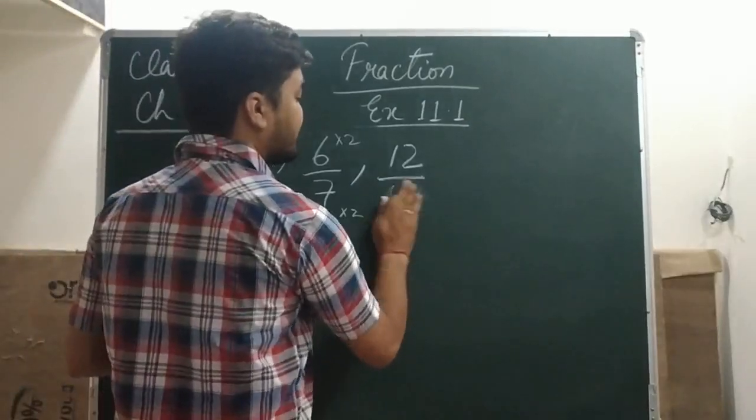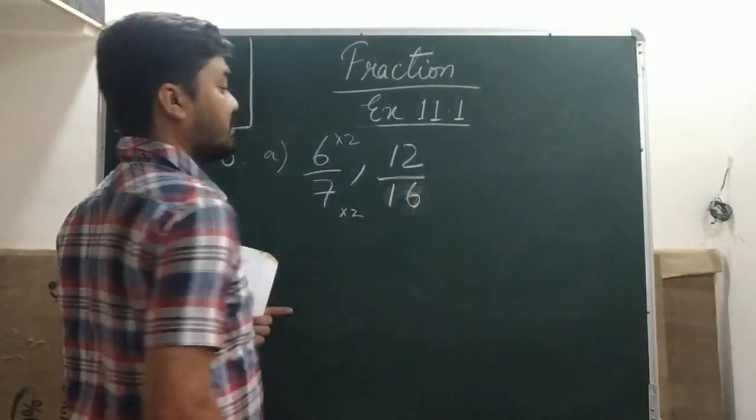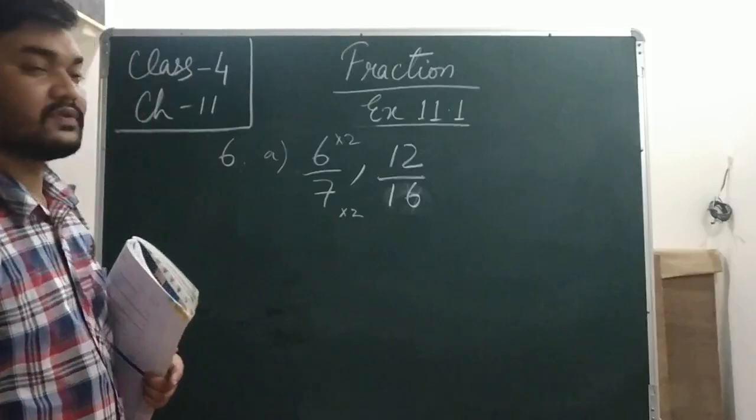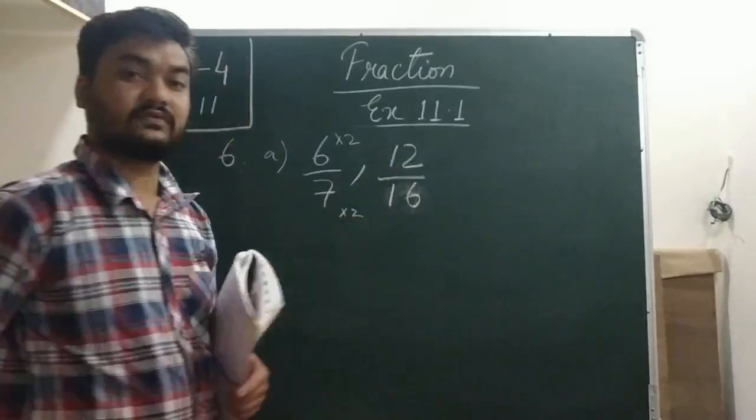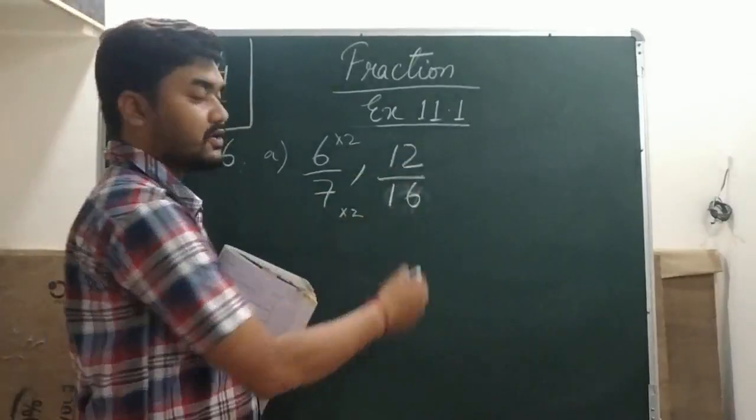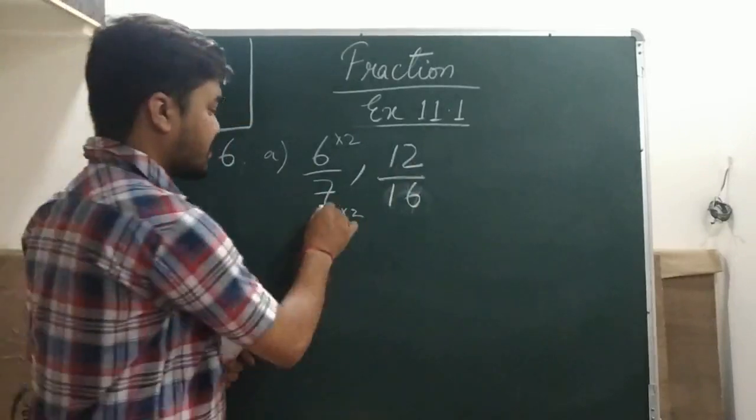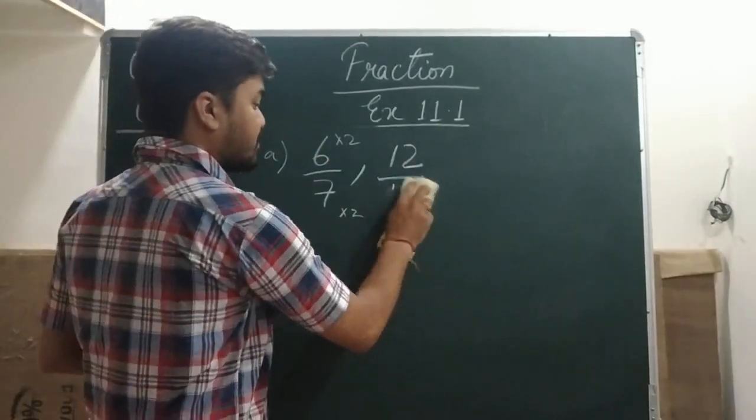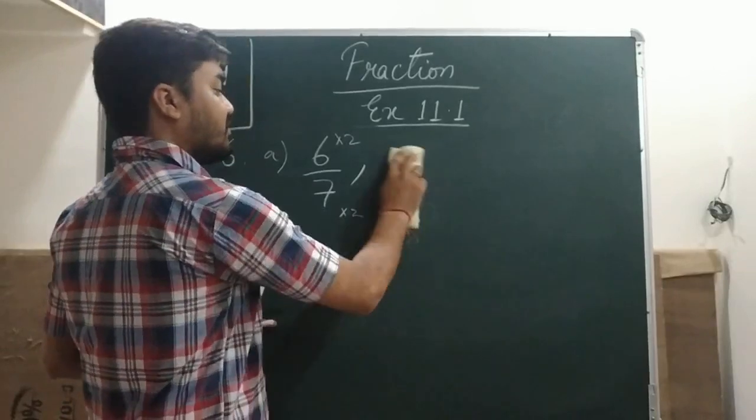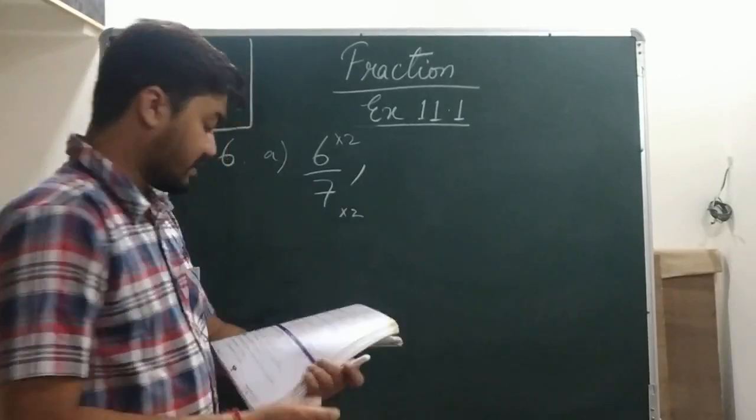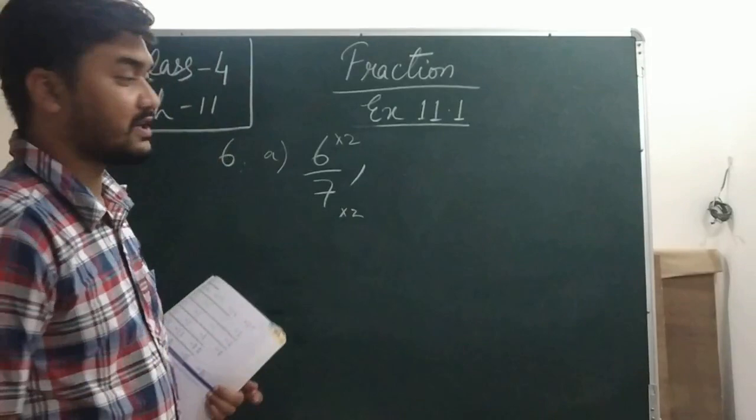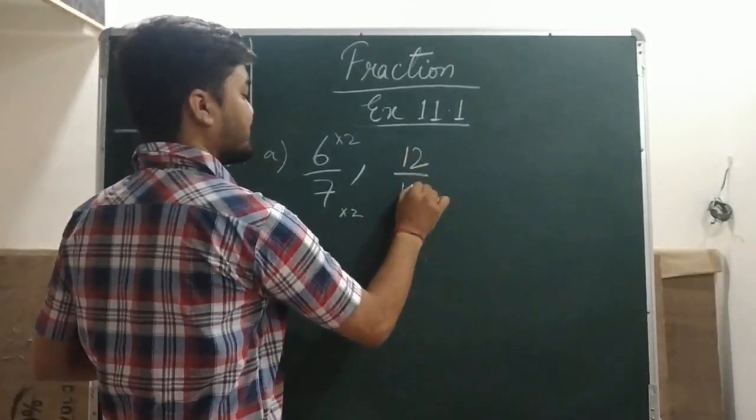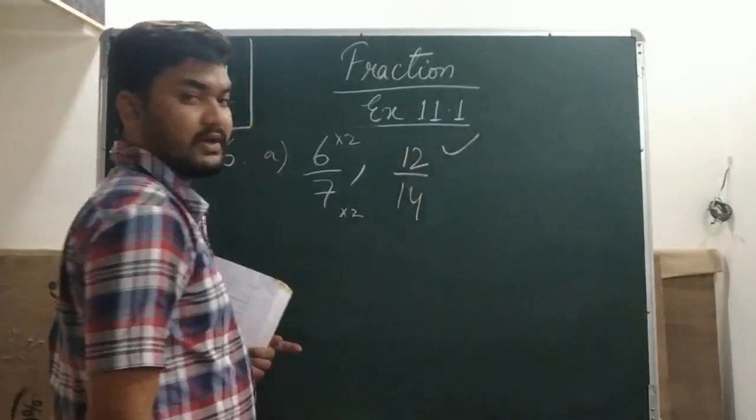Suppose it would have been 16 written. So will it be equivalent? No, because 14 will come, but here 16 is given. So it will not be equivalent. If in the denominator 16 would have been given. But here it is given 12 by 14, so it will be an equivalent number.